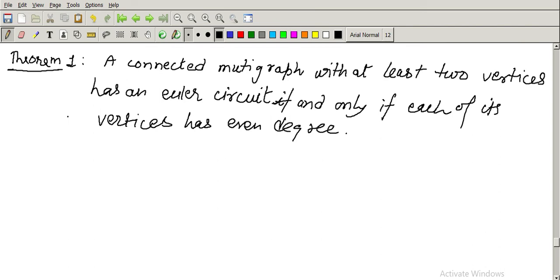So for example, we have this Konigsberg bridge problem, right? So you must remember this definition or theorem. Now the second theorem is, and I will definitely solve some questions based on these theorems, with proof, examples on these two theorems, right?